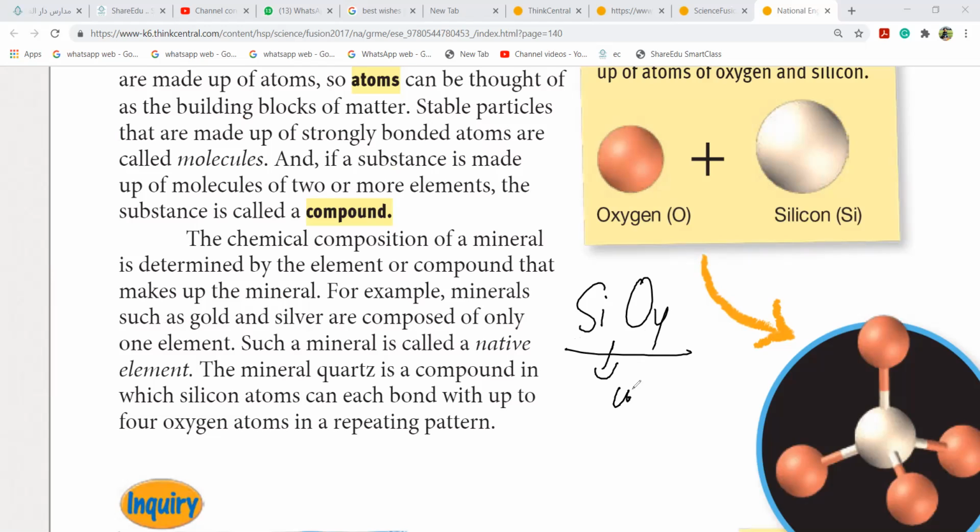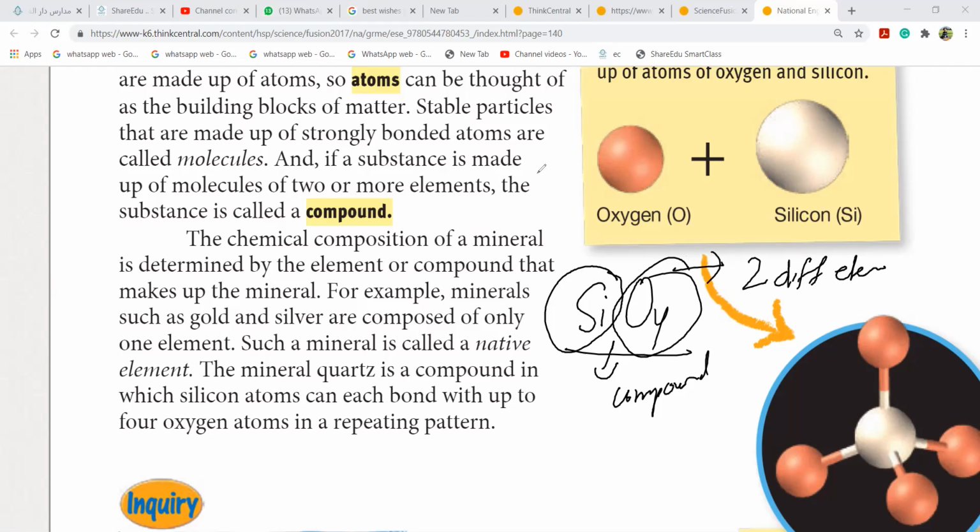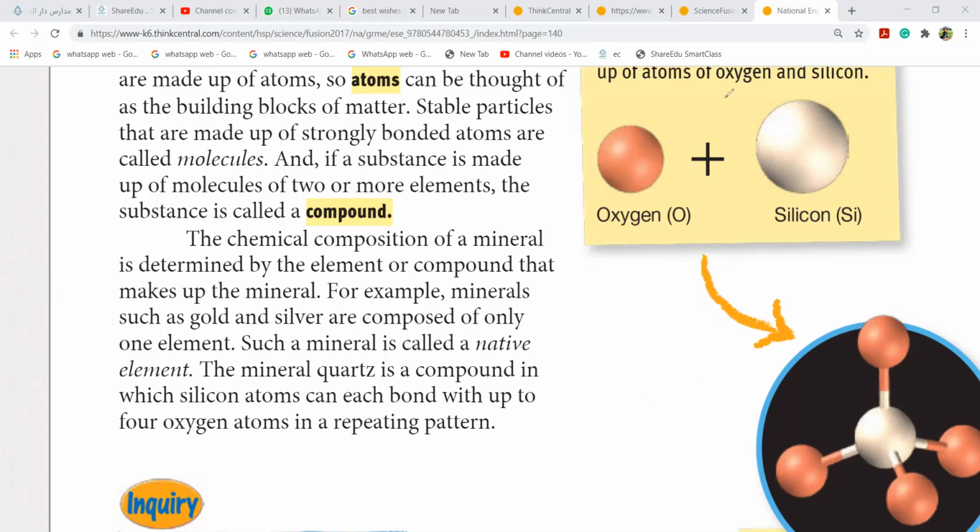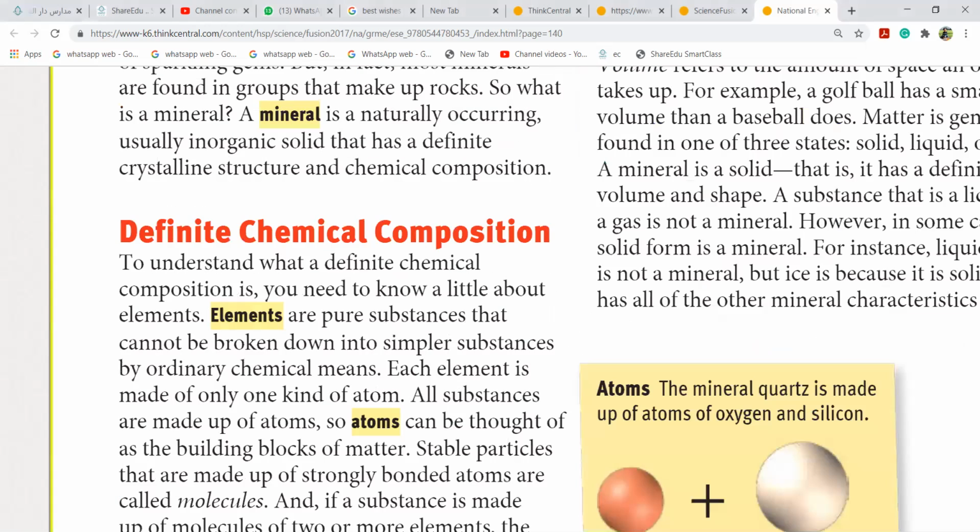What is this called? Compound. Now, Miral, why is this a compound? Because this contains silicon and this contains oxygen. They are two different elements. So did you understand till here? What is a compound? What is an element? What is an atom? Yes.